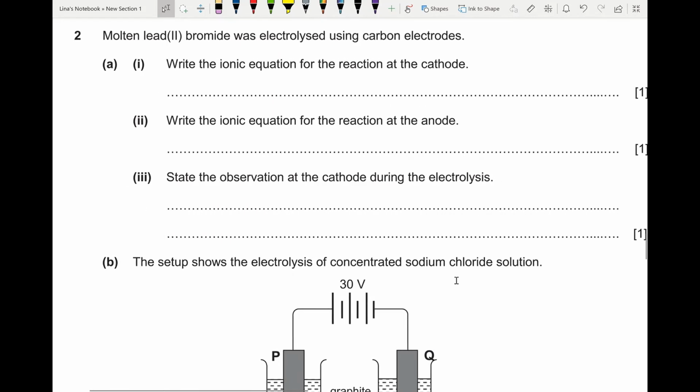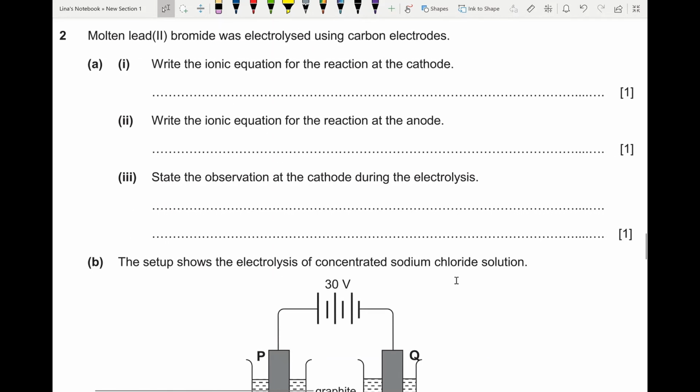Okay, question 2 of the structured questions. Molten lead(II) bromide was electrolyzed using carbon electrodes. Now, carbon electrodes are special, just like platinum, they are inert electrodes, so you don't need to worry about them reacting. They are not undergoing any reaction. Write the ionic equation for the reaction at the cathode. Cathode is where reduction happens.